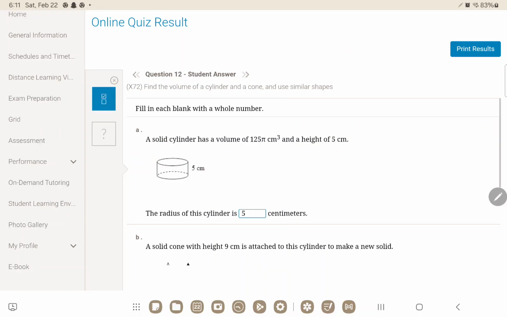So for this question, they tell us we have a solid cylinder that has a volume of 125 pi and a height of 5. Now we know that the volume of a cylinder equals pi r squared height. So volume is 125 pi. 125 pi equals this. And the height is 5. Now pi goes with pi. 5, you divide it from both sides.